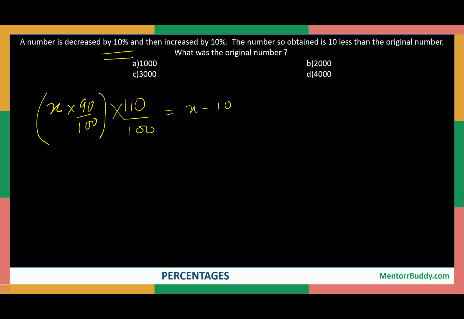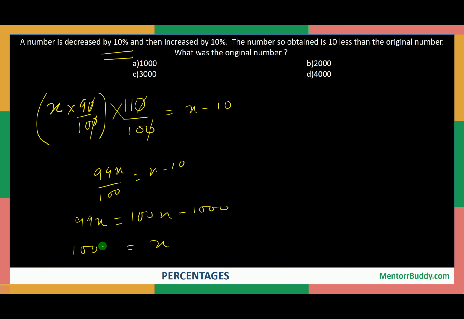Okay, so we'll see it. We can cancel out this. What we get here is 99x upon 100 is equal to x minus 10. We get the same value which we got after so many steps, that is 99x is equal to 100x minus 1000, right? So here x will be equal to 1000. This is the correct option.